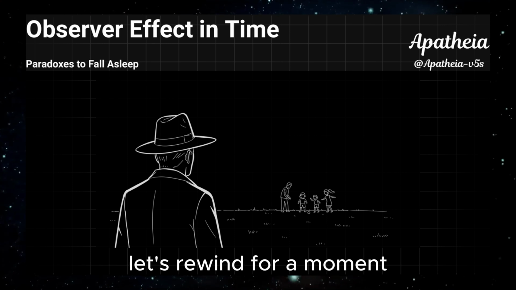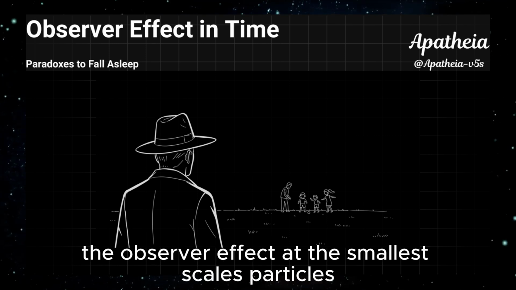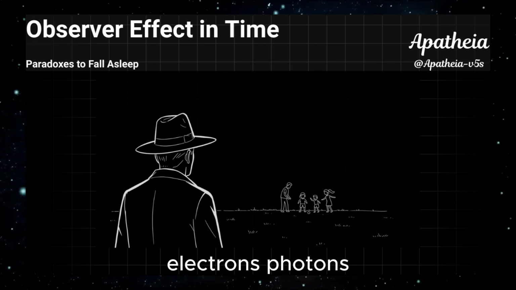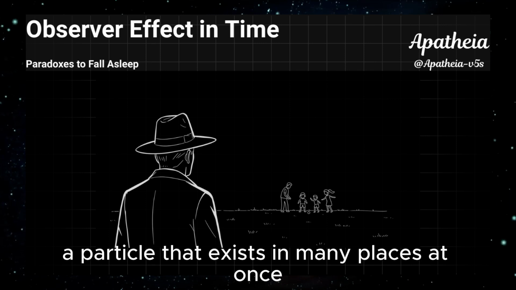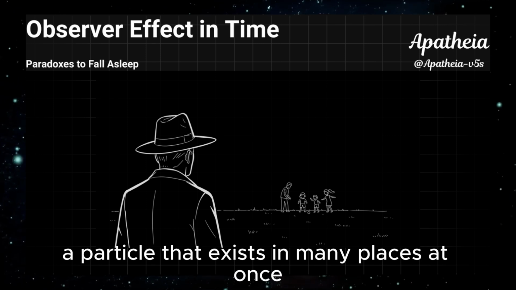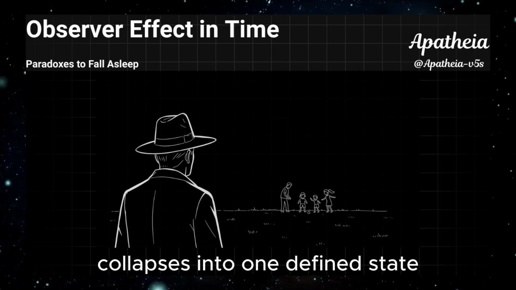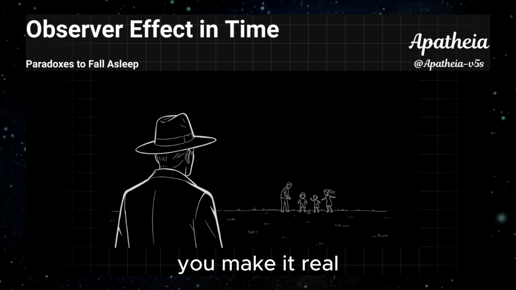Let's rewind for a moment. In quantum mechanics, there's a well-known phenomenon, the observer effect. At the smallest scales, particles, electrons, photons, the act of measurement changes the thing being measured. A particle that exists in many places at once, the infamous quantum superposition, collapses into one defined state the moment you look at it. In other words, when you observe it, you make it real.